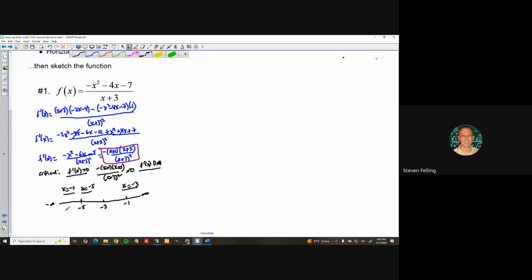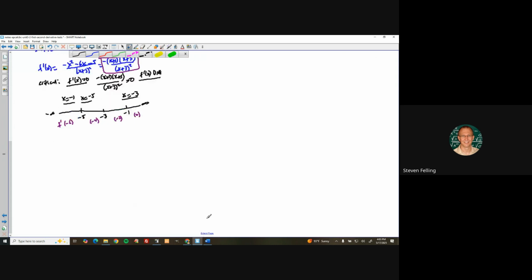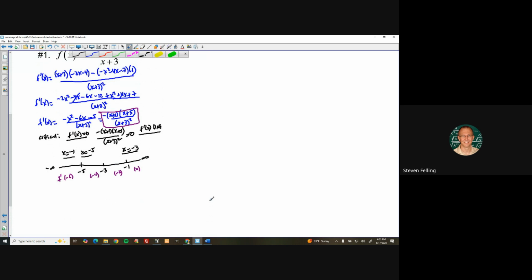So let's pick negative 6 in this region. For this region, we'll pick negative 4. In this region, we'll pick negative 2. And in this region, we'll pick 0. The goal is to figure out f prime at those locations. So f prime of negative 6. Now, all I really care about is whether this is a positive or negative number. So I want to know if the first derivative is telling me the function curve is increasing or decreasing.